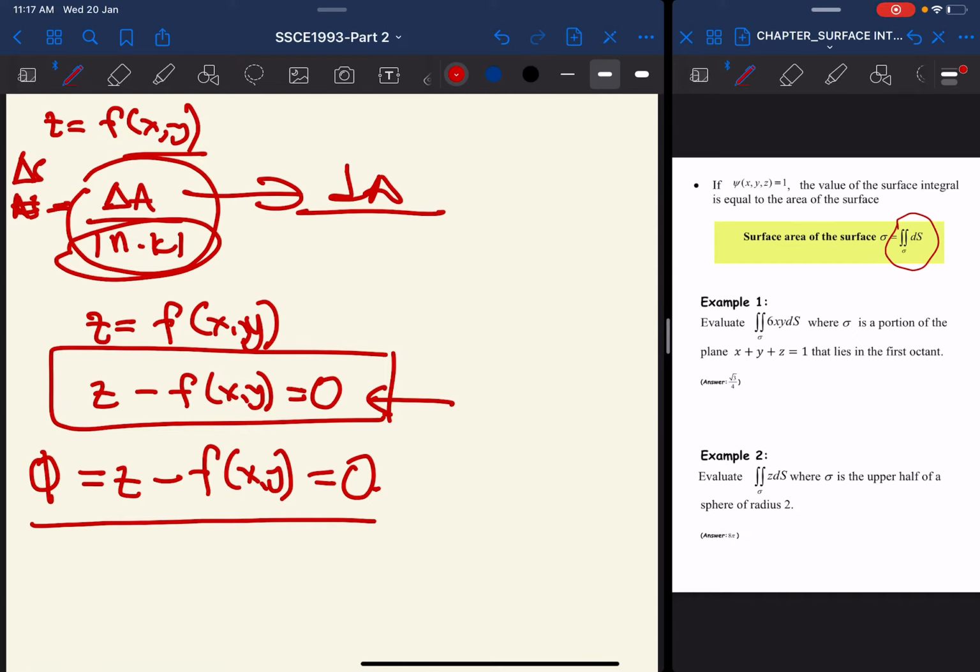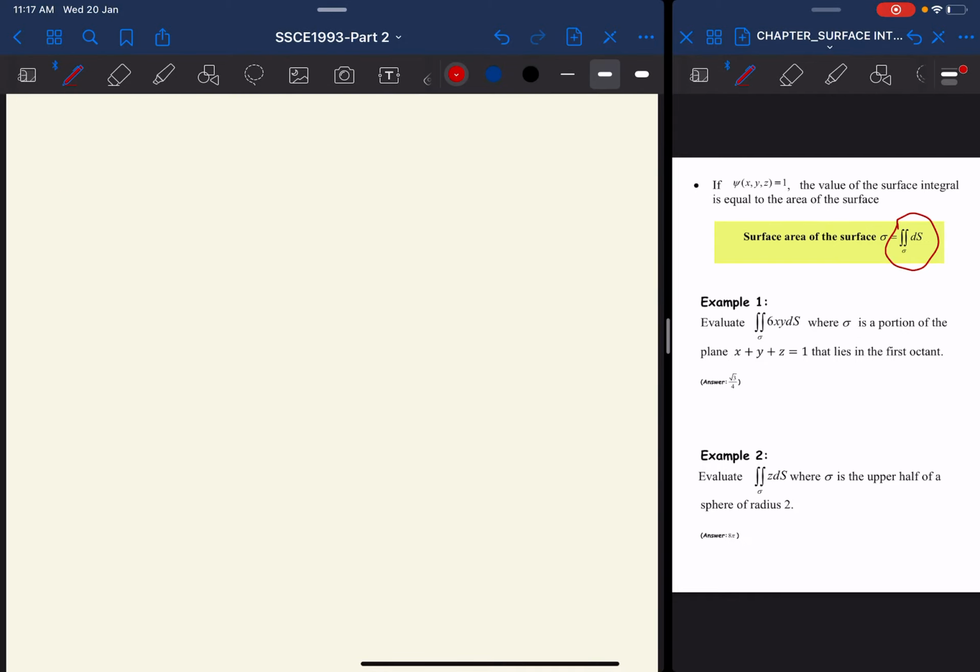Okay, so let's see the first example. The question asks you to evaluate the given surface integral where sigma, the surface, is a portion of the plane x plus y plus z equal to 1 that lies in the first octant. Okay, so the first step that you have to perform is to be able to sketch in the correct position, and also you have to be able to identify the projection first.